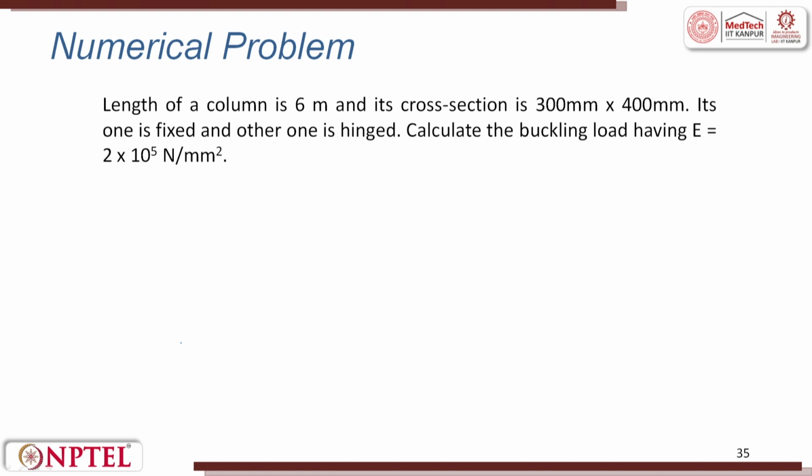So, let us try to solve a numerical problem. The length of a column is 6 meters and its cross section is given. Its one end is fixed and the other one is hinged. Calculate the buckling load, having E equal to this.